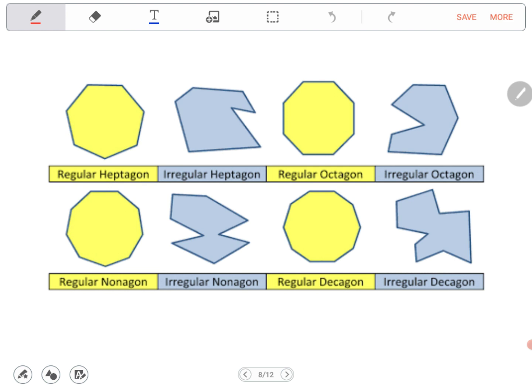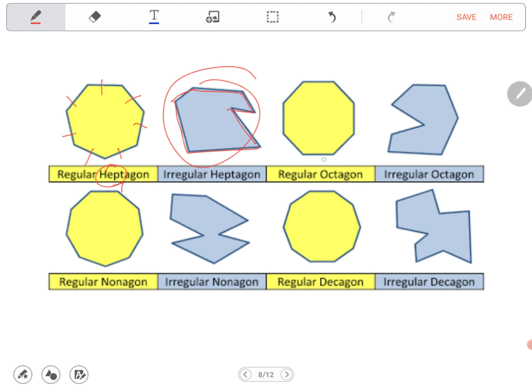With a regular heptagon, we have 7 sides that are equal. But with an irregular heptagon, we have a really weird looking shape, but it also has 7 sides as well. We can count 1, 2, 3, 4, 5, 6, 7. So it has 7 sides.